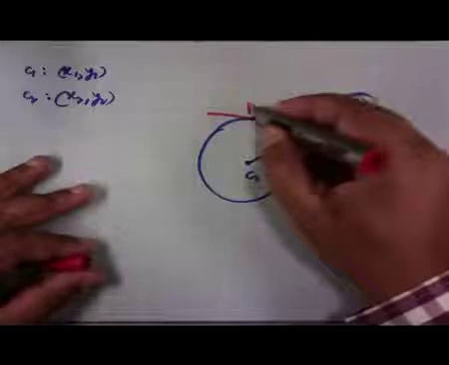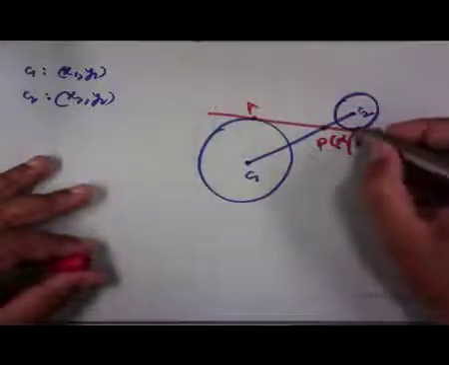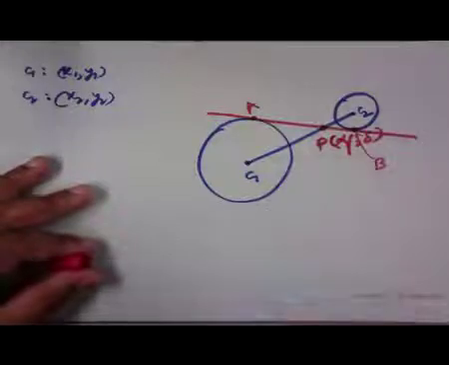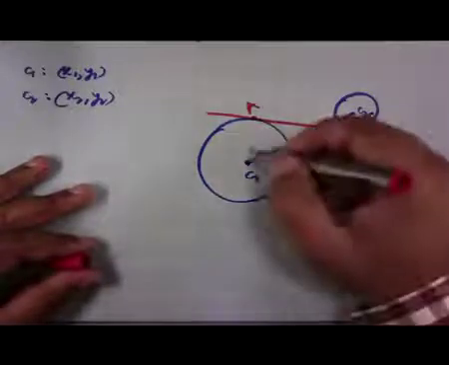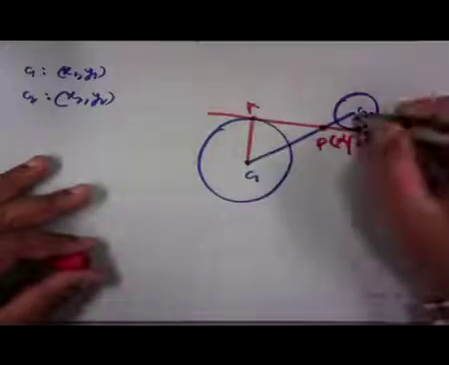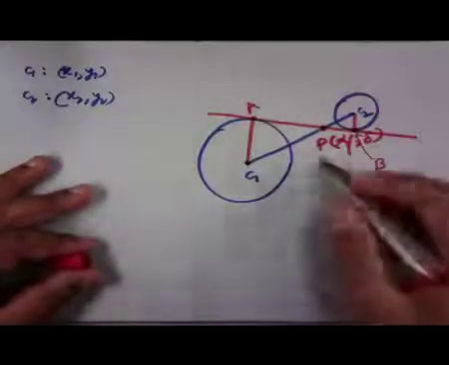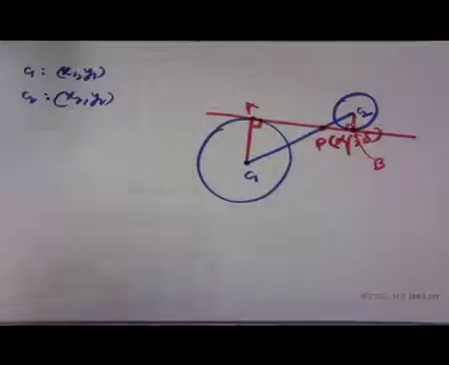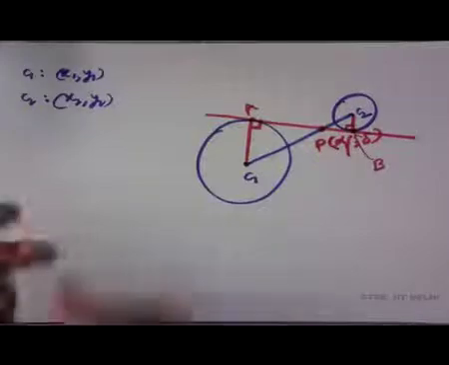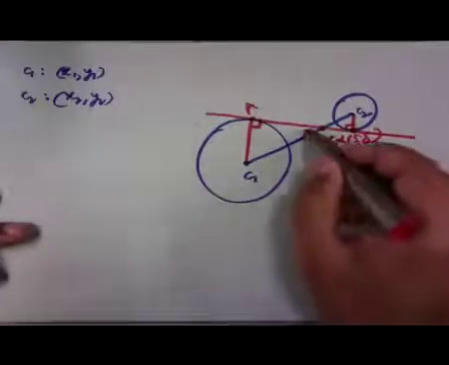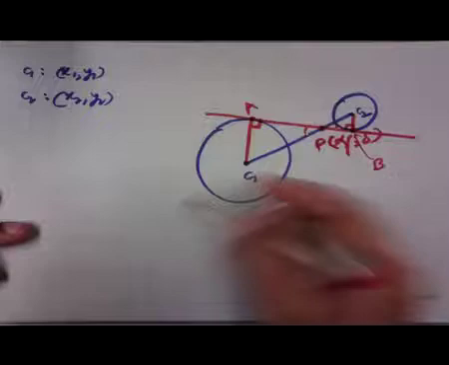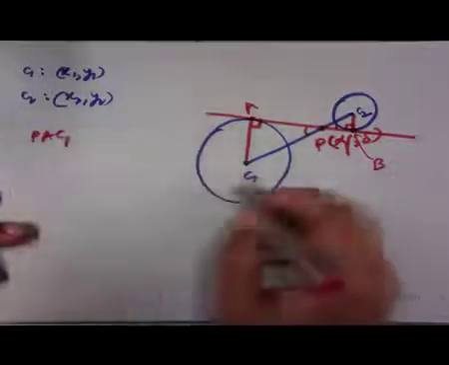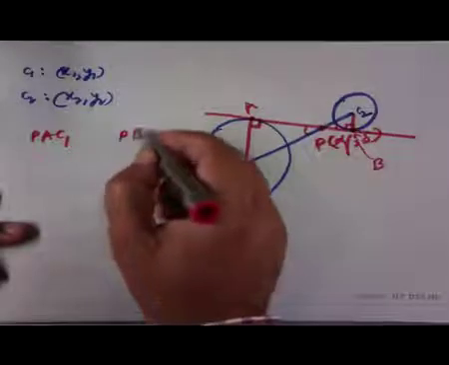Let this point be A, and we will say that this point here is point B, and let us join C1 to A and C2 to B. Then clearly this angle and this angle are 90 degrees, and then as before it is quite clear that this angle and this angle are equal. So, let us see the two triangles PAC1 and the other triangle is PBC2.